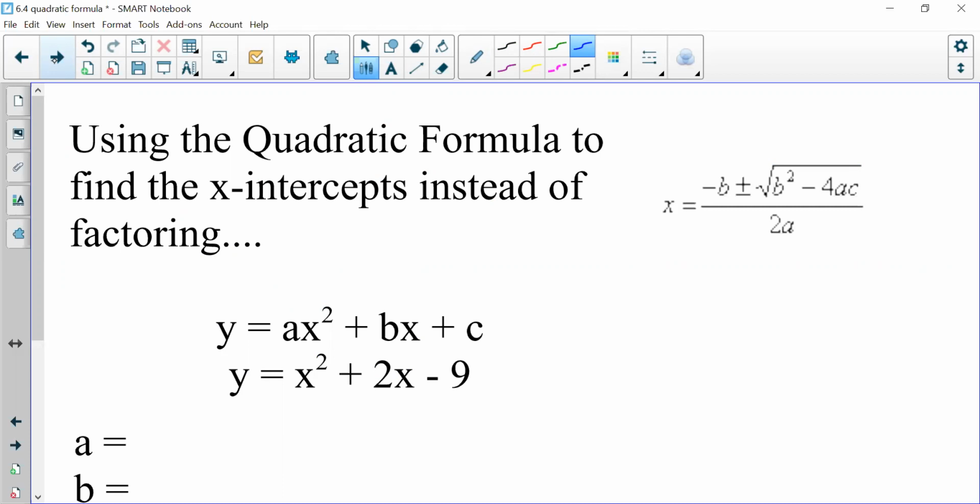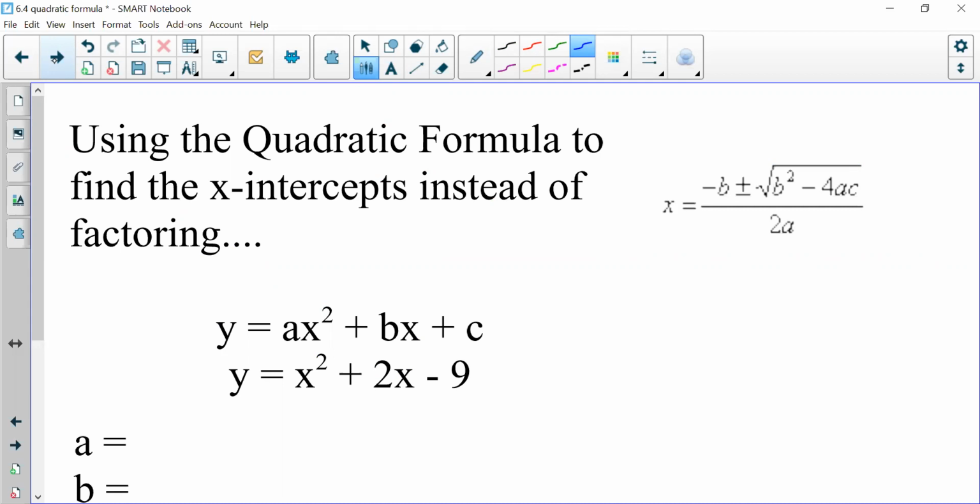Every time I look at the quadratic formula, I learned it to the tune of Pop Goes the Weasel. X equals negative b plus and minus square root b squared minus 4ac all over 2a. But then I realized nobody knows Pop Goes the Weasel anymore, so it doesn't help you. So I'll just give you the formula. You don't have to say it in your head.